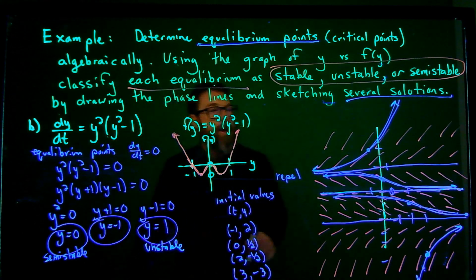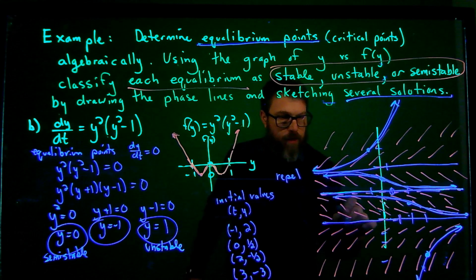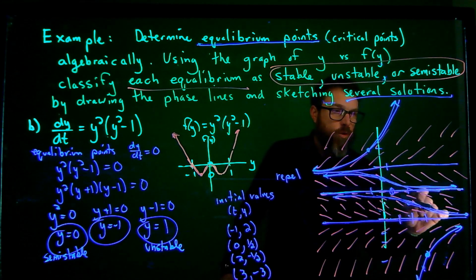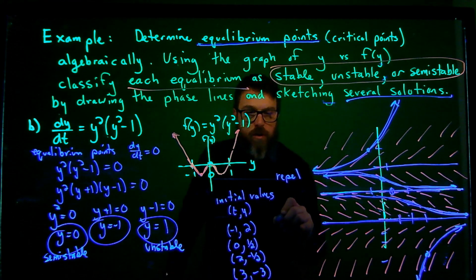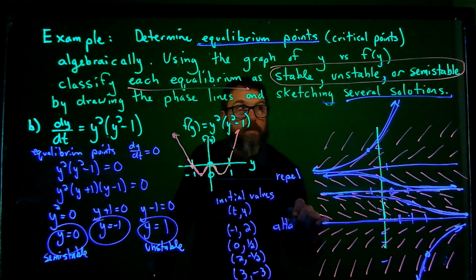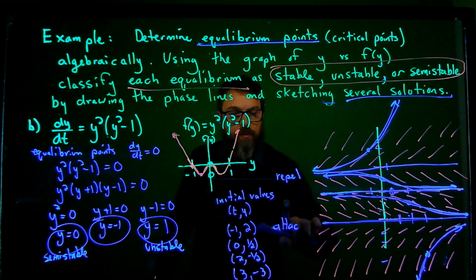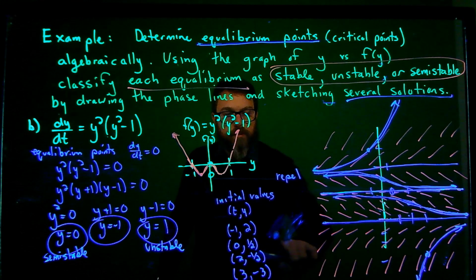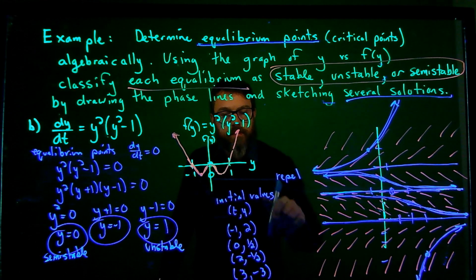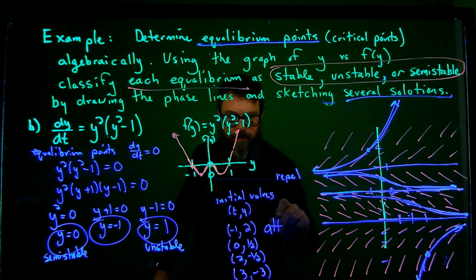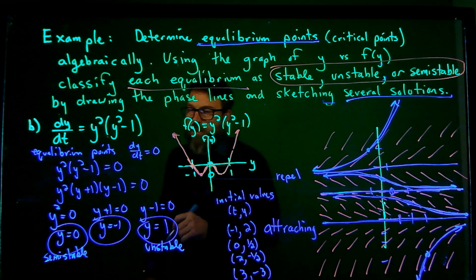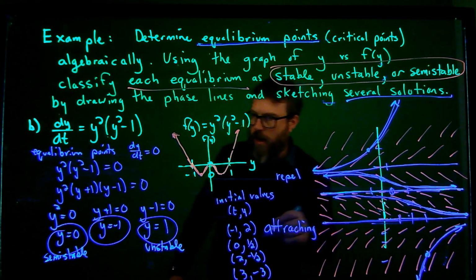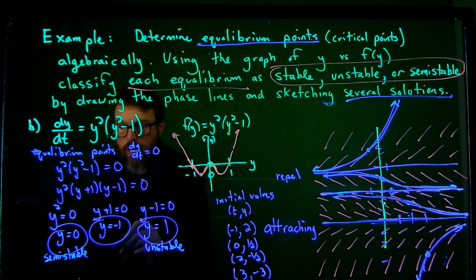And then finally, at y equals negative 1 down here, we can see this curve is attracting, and this curve is attracting. So this is attracting. So since this is attracting, this is going to be stable.